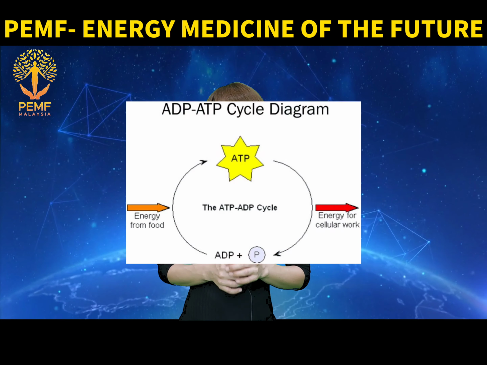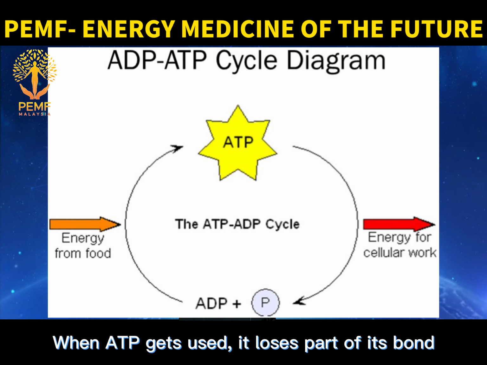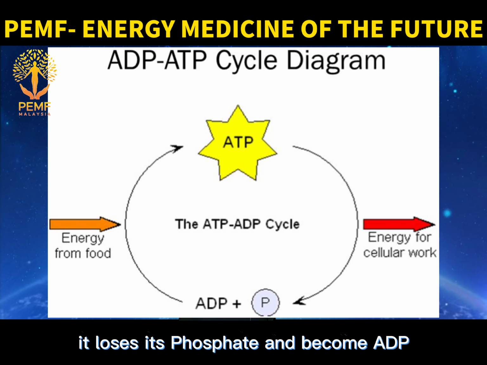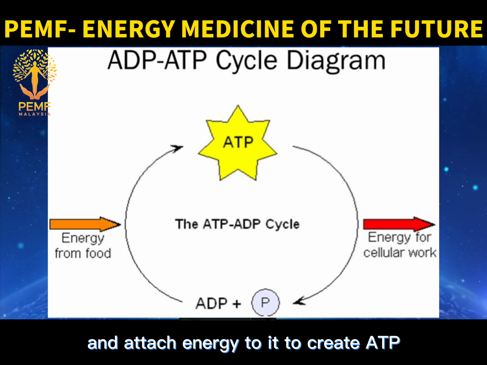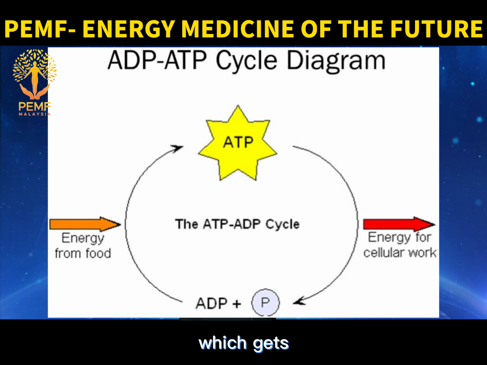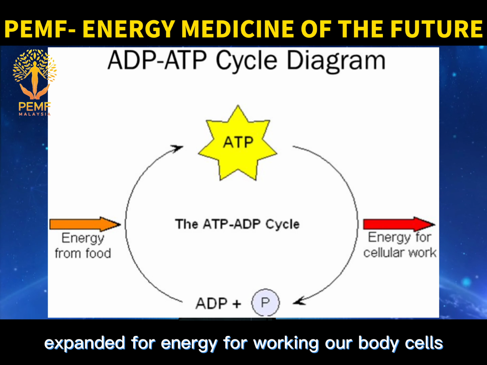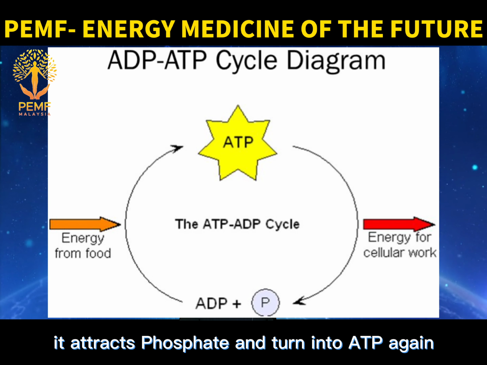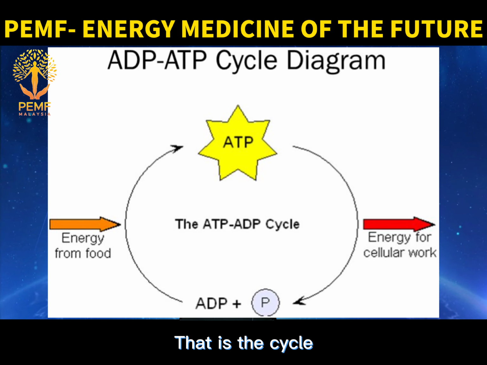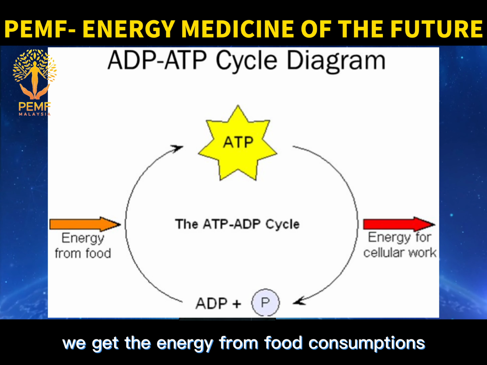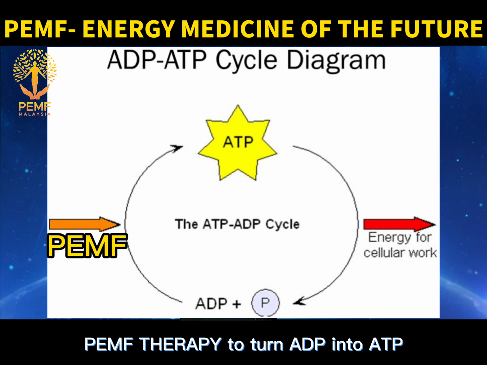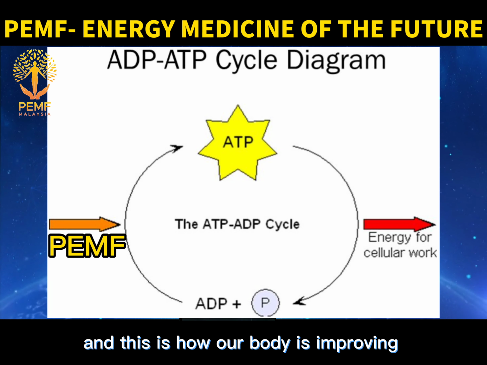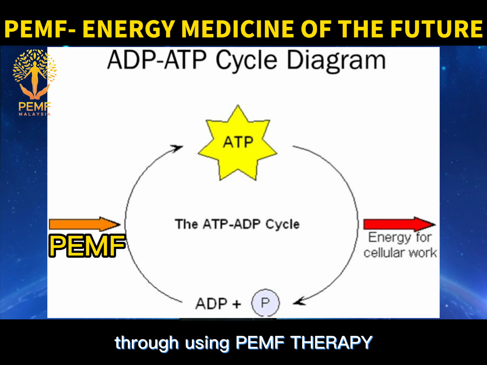When ATP gets used, it loses part of its bond, it loses its phosphate and becomes ADP, adenosine diphosphate. Our body needs to take up ADP and attach energy to it to create ATP. So in the cycle, you have ATP which gets expended for energy for working our body cells. When it comes around, it attracts phosphate and turns into ATP again. That is the cycle. We get the energy from food consumption, but what we are doing now is using PEMF therapy to turn ADP into ATP, and this is how our body improves through using PEMF therapy.